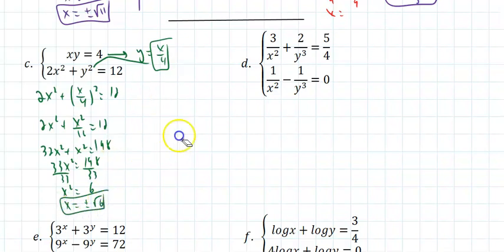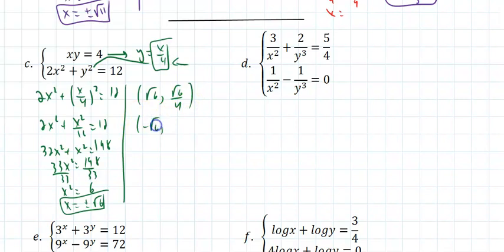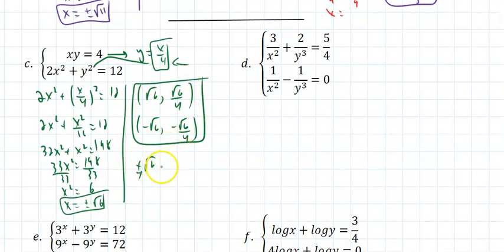And hopefully I didn't make an algebraic mistake. If I did, you get the trend. If x equals radical 6, put radical 6 in there. y will be radical 6 over 4. And if x equals negative radical 6, y would be negative radical 6 over 4. The reason I wouldn't write plus or minus radical 6 and plus or minus radical 6 over 4 is that this is 4 solutions. So make sure you do each individually.